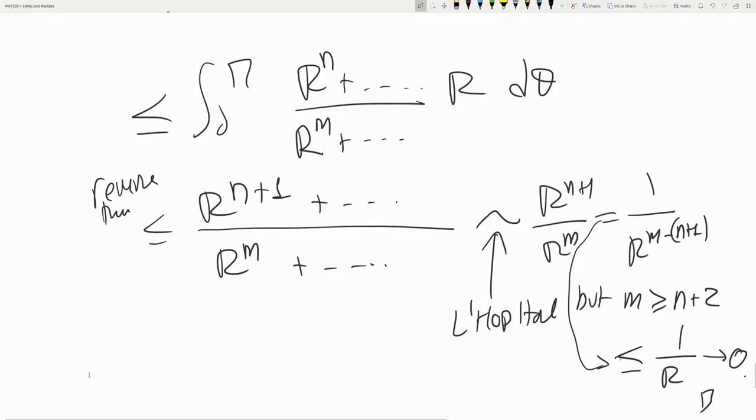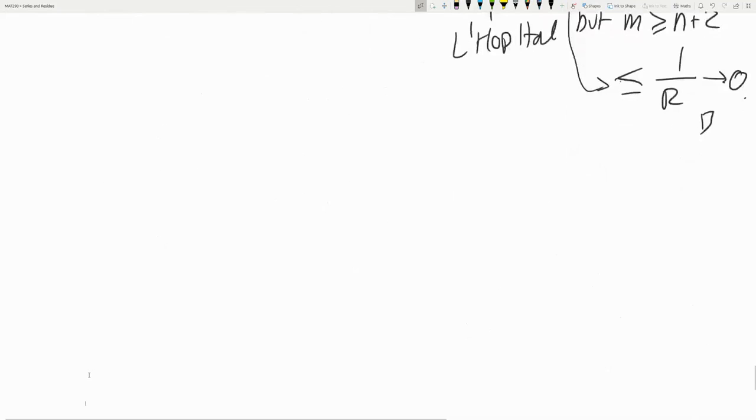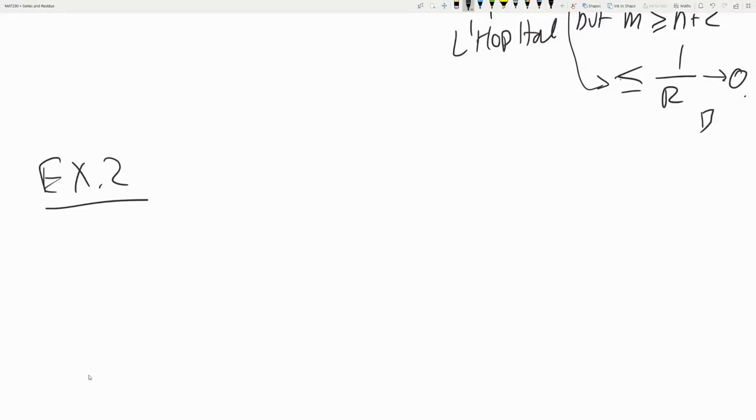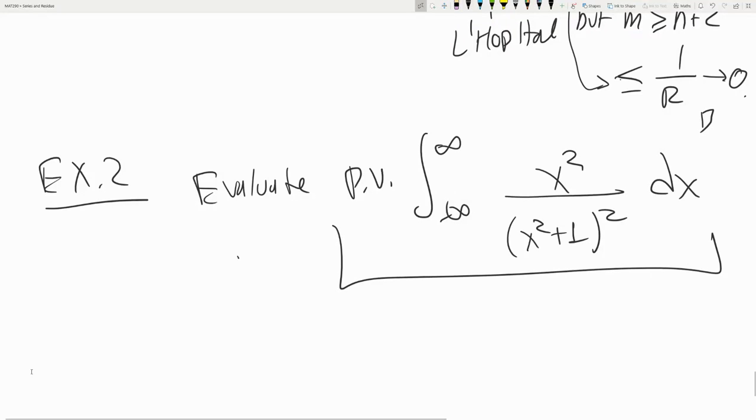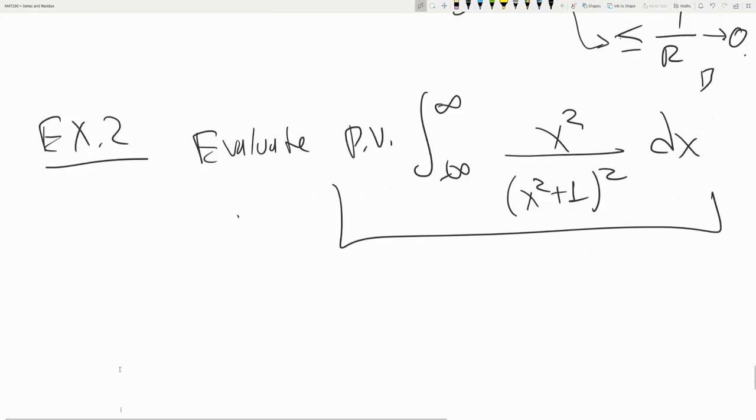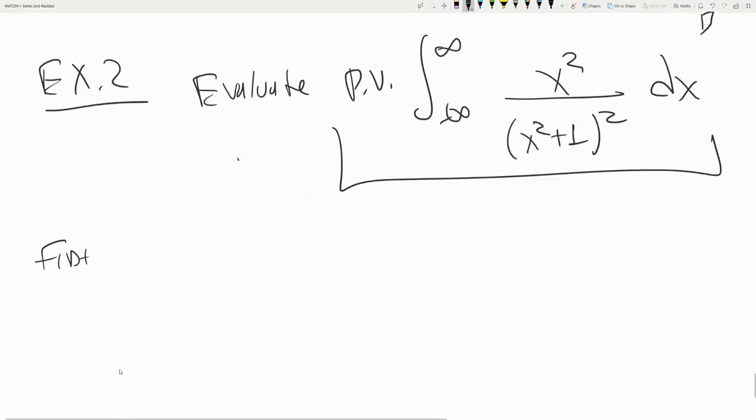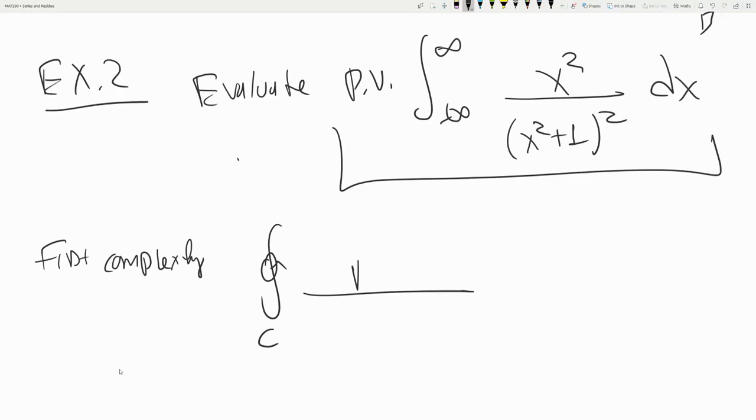Okay, let me do one more example and that's it. Just to showcase this lemma. Evaluate the principal value of the integral of x squared over (x squared plus 1) squared. Okay, so this is a ratio of polynomials. First complexify. So we have the contour c and then z squared over (z squared plus 1) squared. Okay, good.